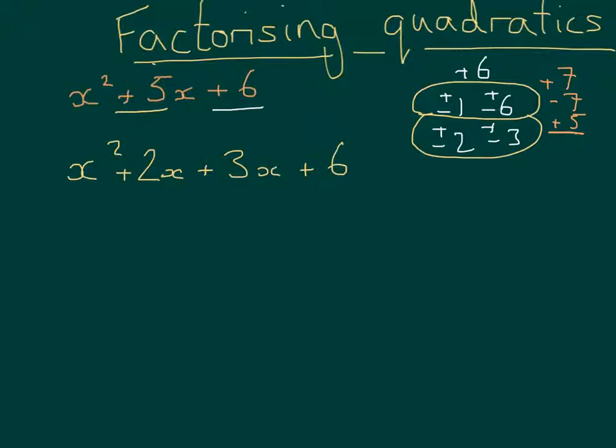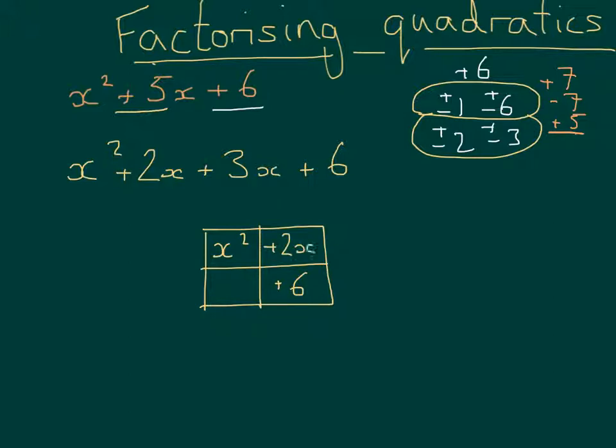Now we have our 4 terms, we can draw a box with 4 parts. And we'll start by putting our x squared term in here, our 6, but it's a plus 6 in here, and the other 2 x terms in either box. It does not matter which box.